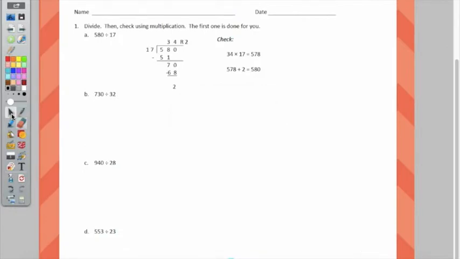Let's look at the problem set. Divide, then check using multiplication. The first one is done for you. So we don't have to estimate. And we have a better way of checking, don't we? Yes. Okay.